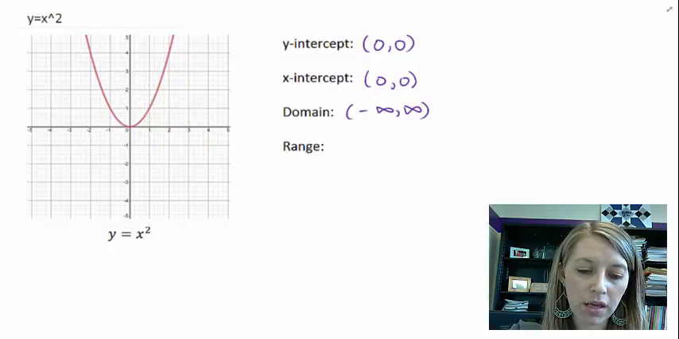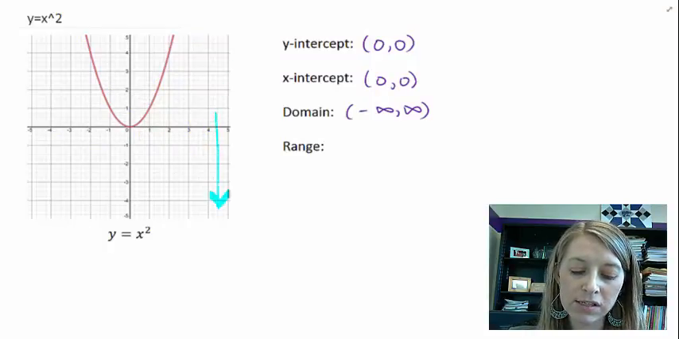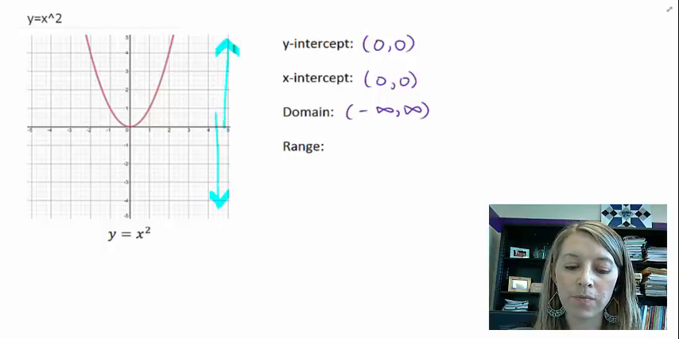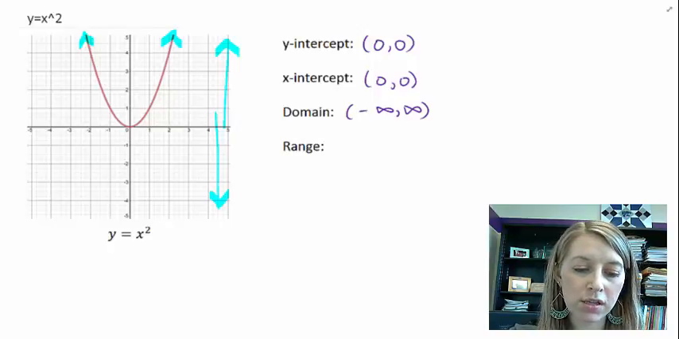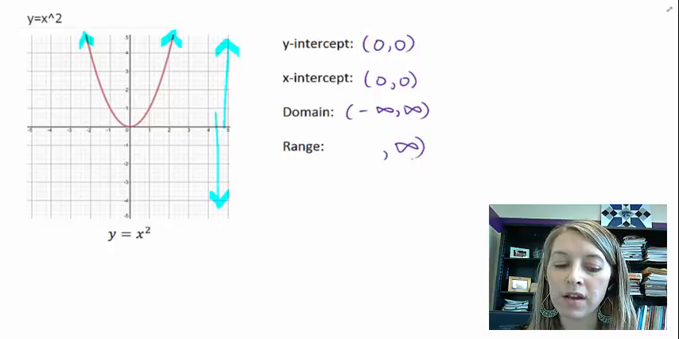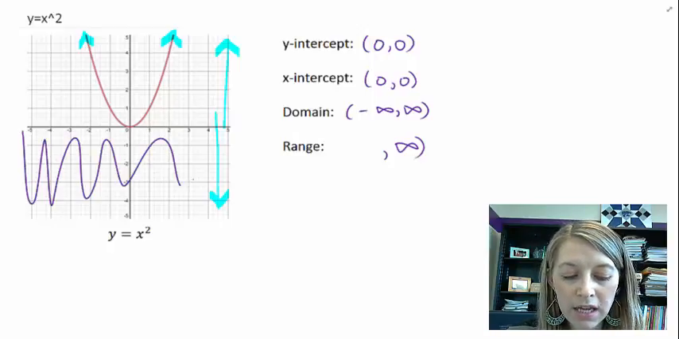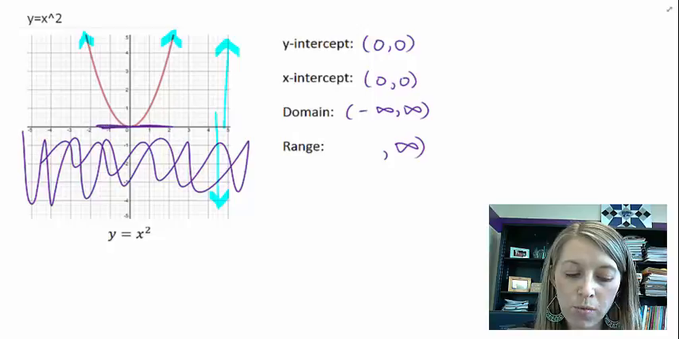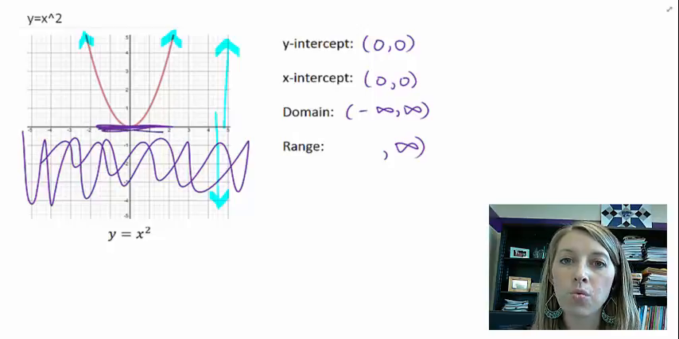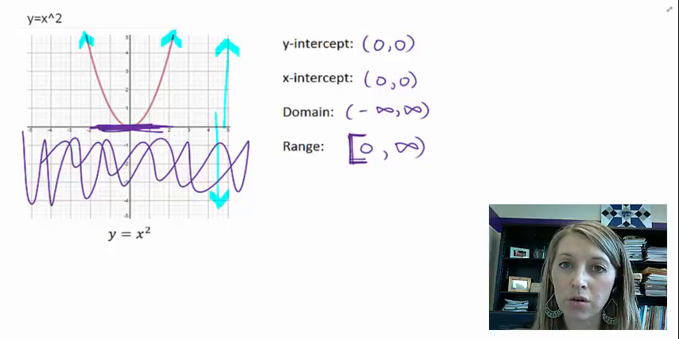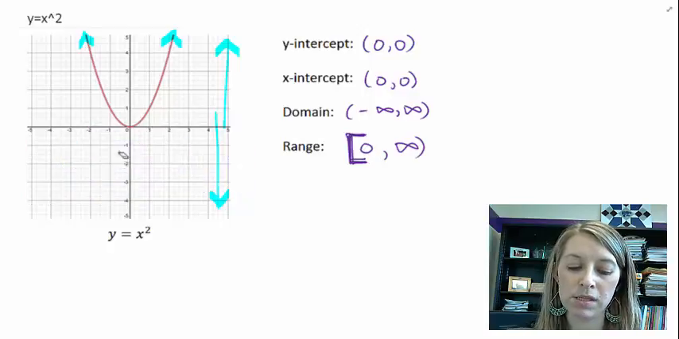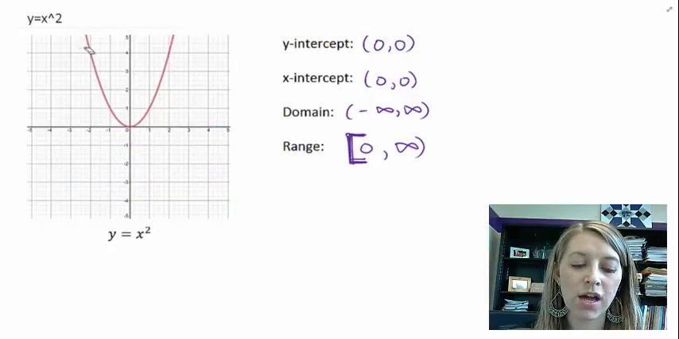My range is up and down. How far down does this graph go and how far up does this graph go? Well, notice this graph goes up forever, and so my ending value is going to be infinity. But notice my graph does not hit any point down here. It stops right here. So that is where my range begins. It begins at this y value, which is 0. 0 is included on the graph. It is a point on the graph, and so that is where this bracket for my interval notation comes into play. And so we have finished up the x squared.